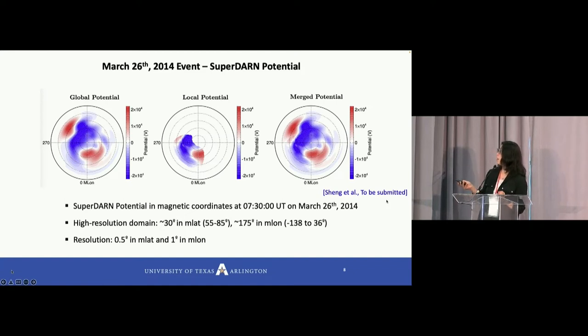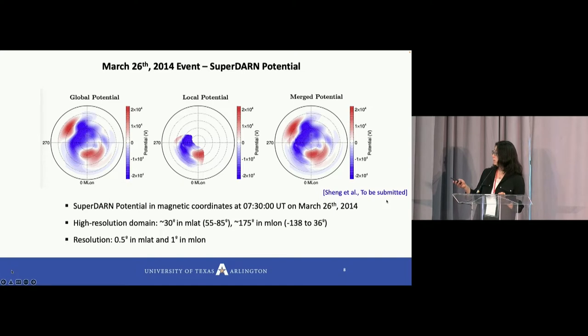And this localized, high-resolution domain is close to 30 degrees in magnetic latitude and 175 degrees in magnetic longitude. The resolution in that regional domain is close to half a degree in latitude and 1 degree in magnetic longitude. It would be ideal if we got high resolution in the whole domain. Unfortunately, that's not the case yet. Definitely, we're looking forward to that.